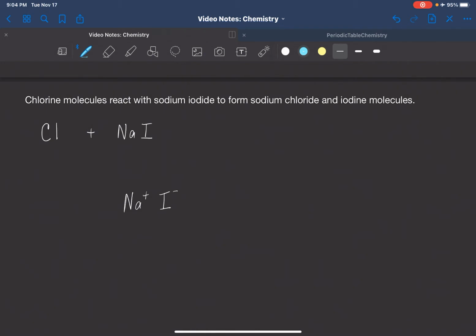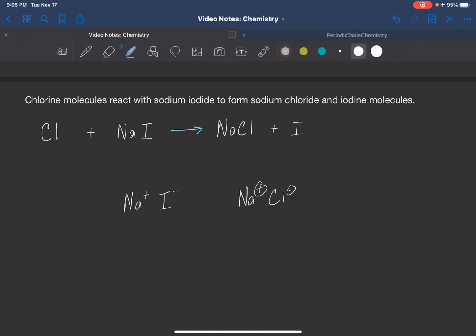So those things react to form sodium chloride. And remember, you've got sodium and then chloride ions, and the sum of the charges is 0 already. So it's just NaCl and iodine molecules. And iodine, we know, is that capital I.